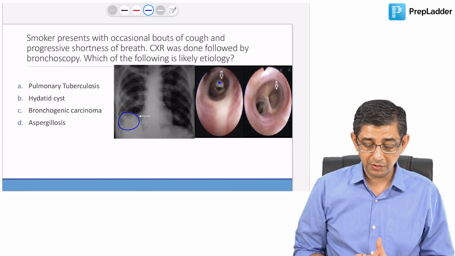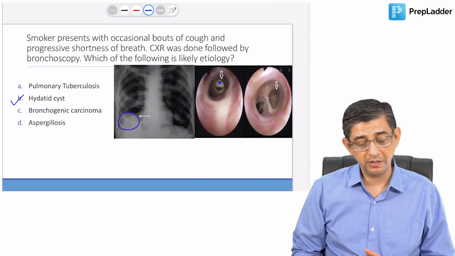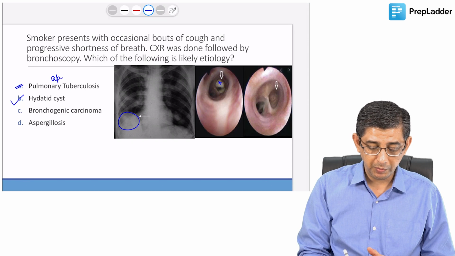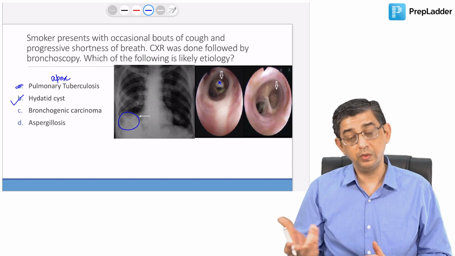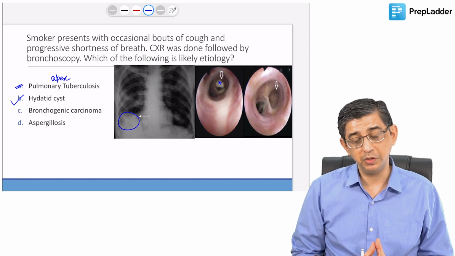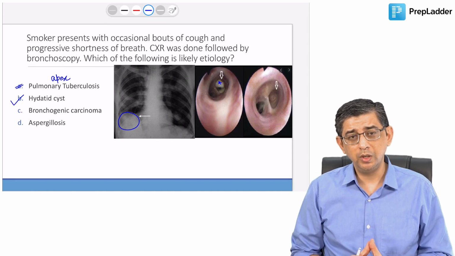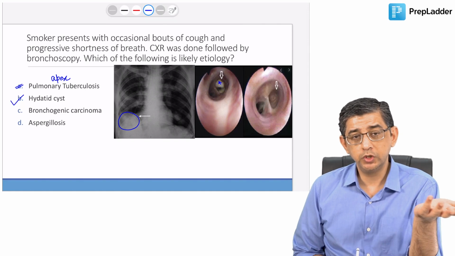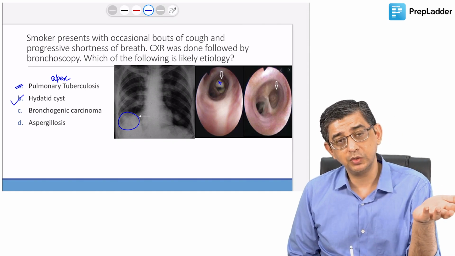The best diagnosis for this particular condition is a hydatid cyst. Pulmonary TB is ruled out because option A will mainly be seen in the apex of the lungs and there's no apical presentation in this case, and there's no need for doing a bronchoscopy in TB. Unless there is a hemoptysis, we usually do not do a bronchoscopy in a case of pulmonary tuberculosis, so that's why it is out.